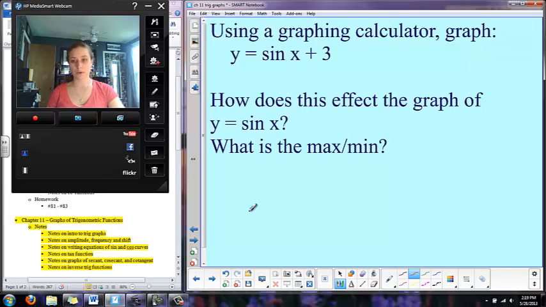Now we're just going to keep going, and we are still down here on the notes. We already did intro to trig graphs, and we're finishing up the notes on amplitude, frequency, and shift. So we did amplitude, we did frequency. Now we're going to talk about shift.